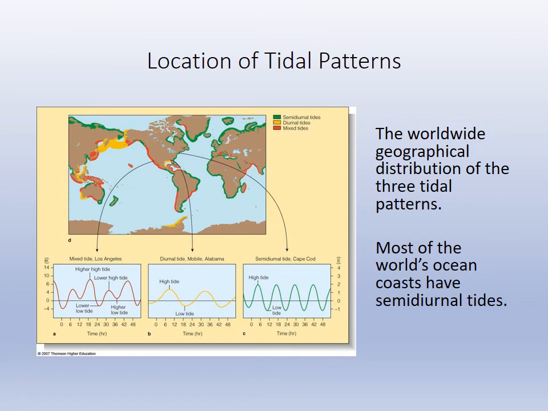This is an important image to understand. You can see there's our Gulf Coast right there. And the west coast of the United States have mixed tides. You can see the two tides of different heights during the lunar day. Much of the Gulf has diurnal, one high and one low per day. And then the eastern seaboard, most of it is semi-diurnal, two highs and two lows per lunar day.